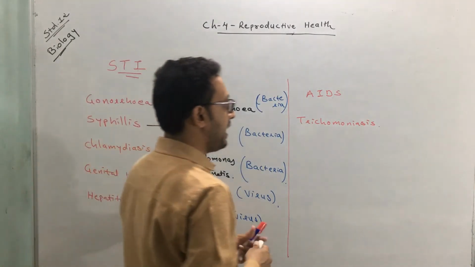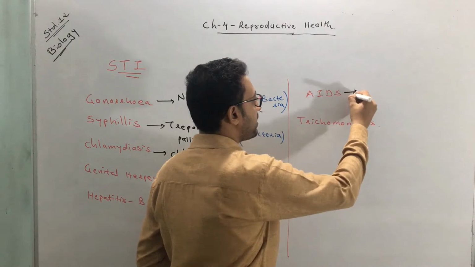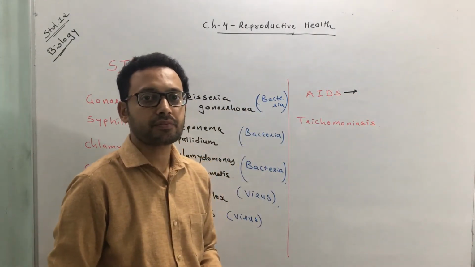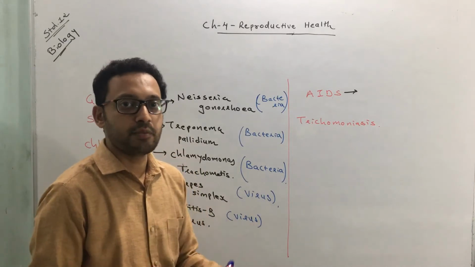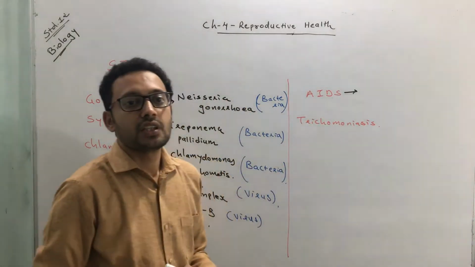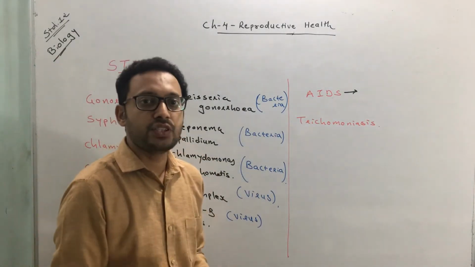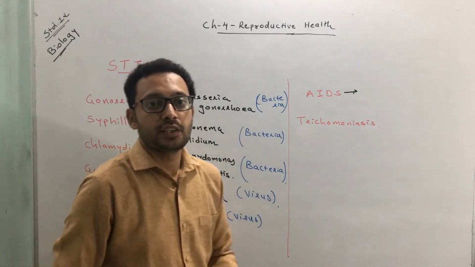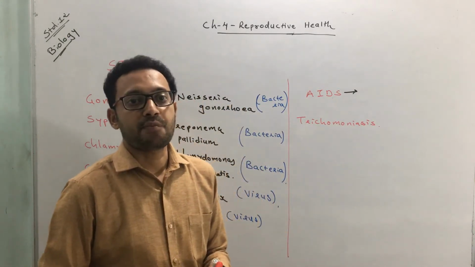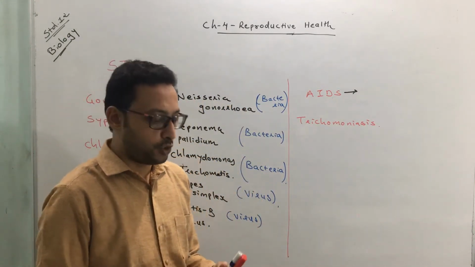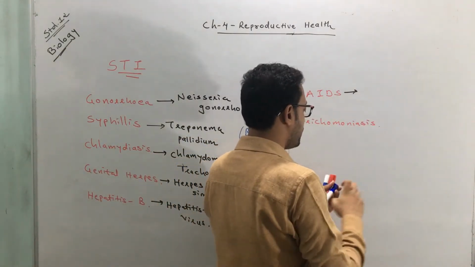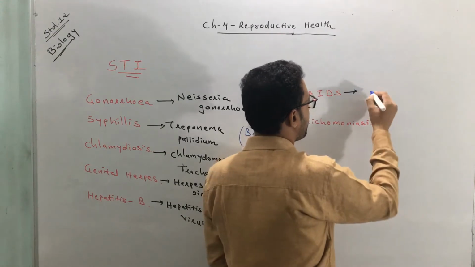Next, AIDS. I hope you know the full form of AIDS. It is acquired immunodeficiency syndrome, in which the immune system becomes deficient. So the body's defense mechanism, or body immunity, is not capable of fighting other microbes. That is caused by a virus. The name of the virus causing it is HIV.